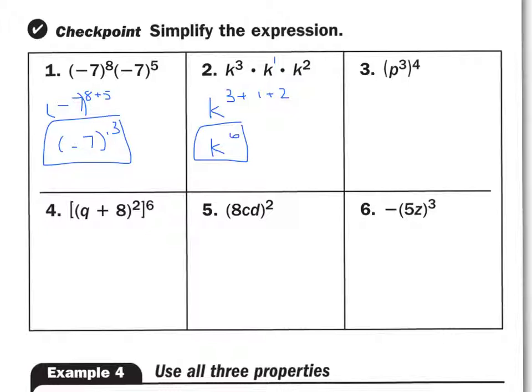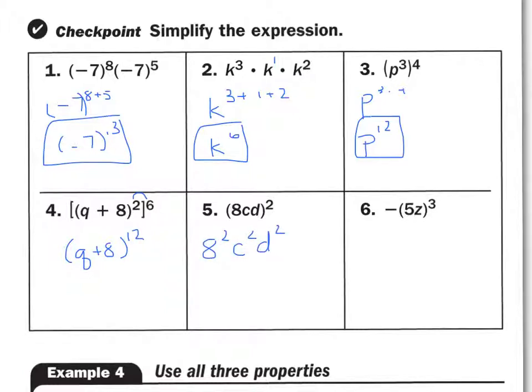And number 3, p to the 3rd to the 4th power is p to the 3rd times 4, which is going to be p to the 12th. In 4, we're going to multiply the 2 and the 6 together, so that becomes q plus 8 raised to the 12th. In 5, we're going to square each part of what's in the parentheses. 8 squared, c squared, d squared, and I can do 8 squared, which is 64, and then c squared, d squared.